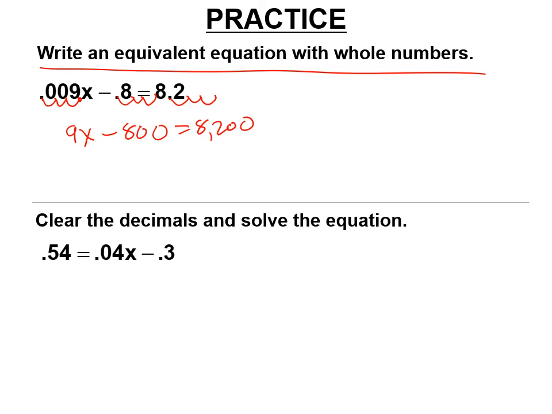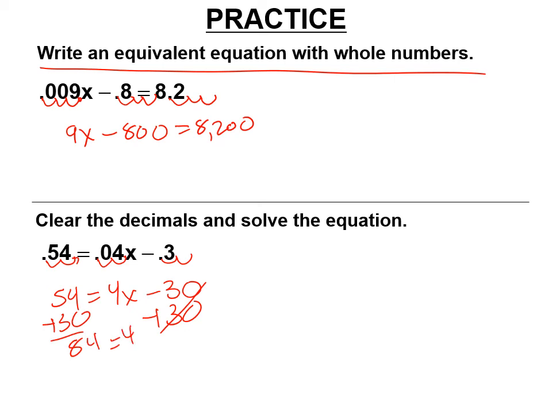So now you're solving. So we're going to move it twice for 0.54 and make that 54. Move that twice and make that 4x. And move that twice and make that 30. Add 30 to both sides. 84 equals 4x. Divide both sides by 4, and I think 21 is what equals x.